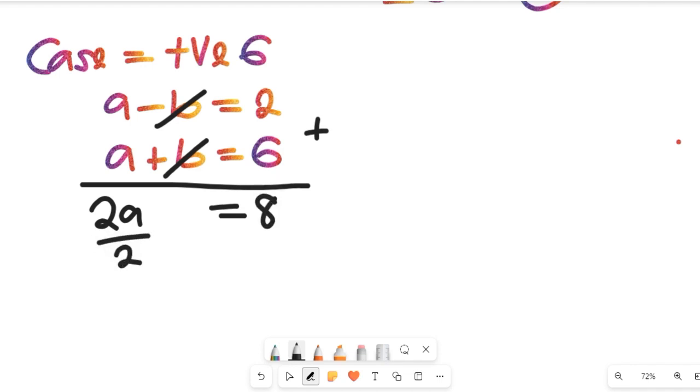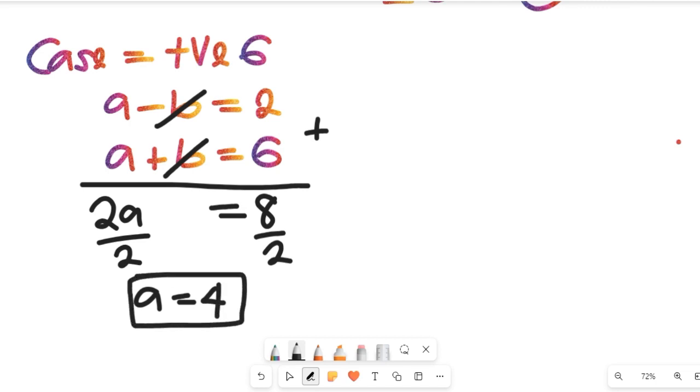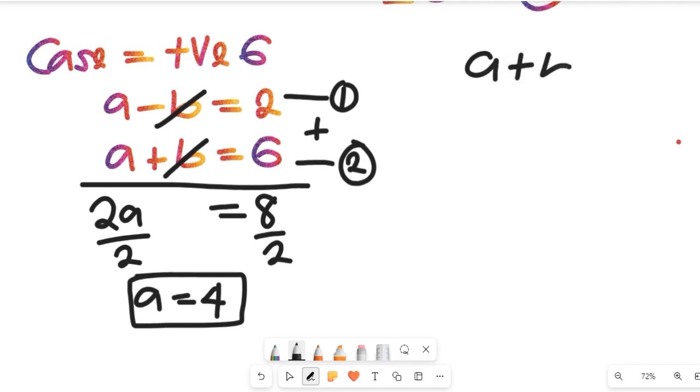Divide here by 2 and divide here by 2, we'll have a equal to 4. So the first expression, a is equal to 4. Now if we substitute a equal to 4 into equation 2, because this is equation 1 and this is equation 2, we have a plus b equal to 6.